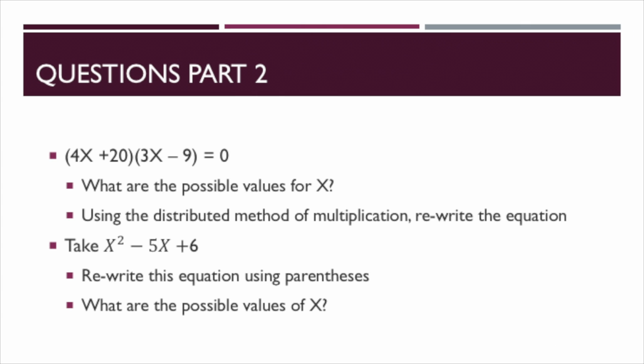Okay, now let's take the next one. We have 4x plus 20 times 3x minus 9 equals 0. What are the possible values for x? Now, also, using the distributed method of multiplication that we've been using, rewrite this equation without parentheses. Now, our second question is a little bit harder. We're going to take x squared minus 5x plus 6. Rewrite this equation using parentheses, and after you've done that, what are the possible values of x?